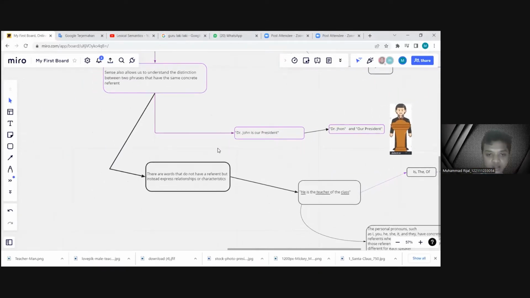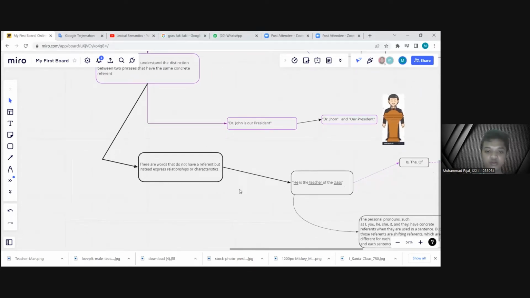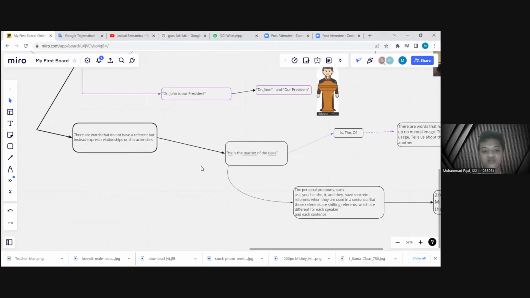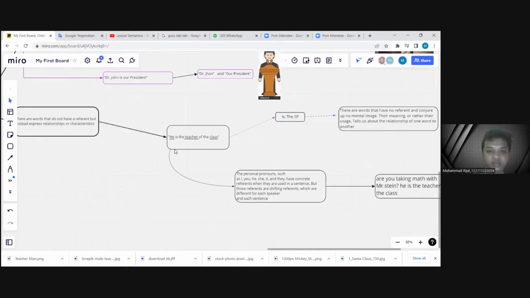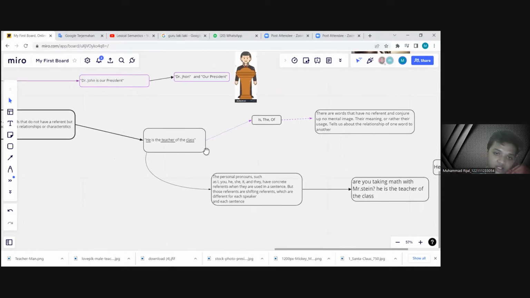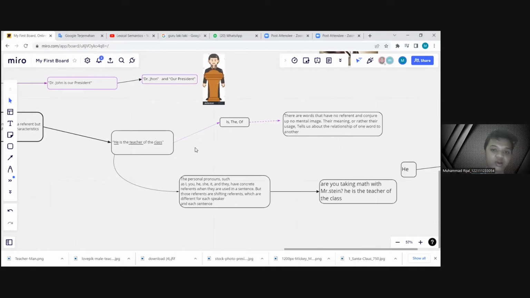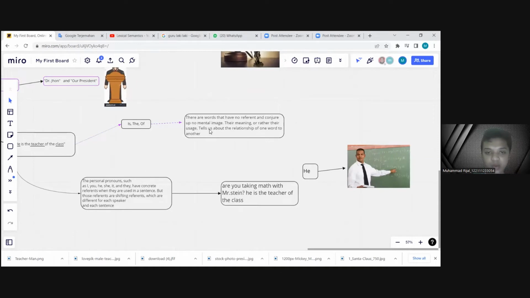Secondly, there are words that don't have a reference, but instead express a relationship or characteristic. As in the following sentence, he is the teacher of the class. He, teacher, and class have a concrete reference, but what about is, the, and of? Is, the, and of are words that have no reference and conjure up no mental image. Their meaning, or rather their usage, tells us about the relationship of one word to another.